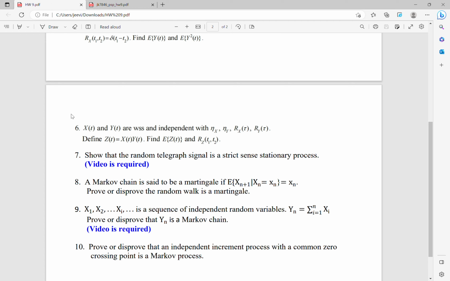Before we look at the solving, let's have a quick look at the question. The 7th question states: show that the random telegraph signal is a strict sense stationary process. Now let's look at the solving.